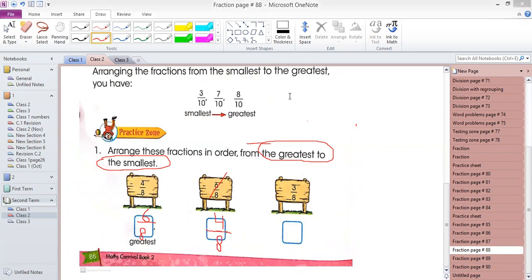And the last one which is left is 3/8. So this is how you will arrange it from greatest to smallest. Is it clear, guys? Yes, sir.